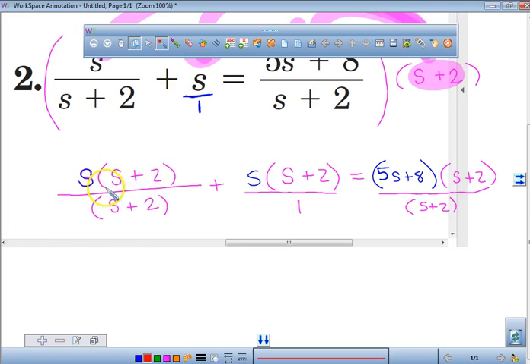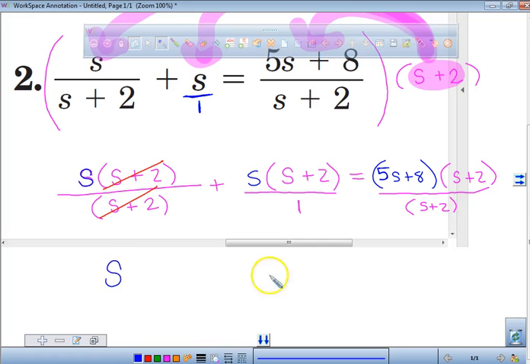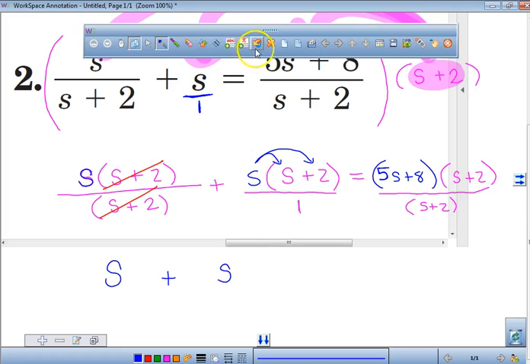Cancel out the 2 S plus 2's. And Malik, what do we simply have to do? A nice neat S plus. Now nothing cancels out here, does it? So we have to actually distribute the S to both numbers inside of the parentheses. And S times an S, that's S squared. And an S times a 2.